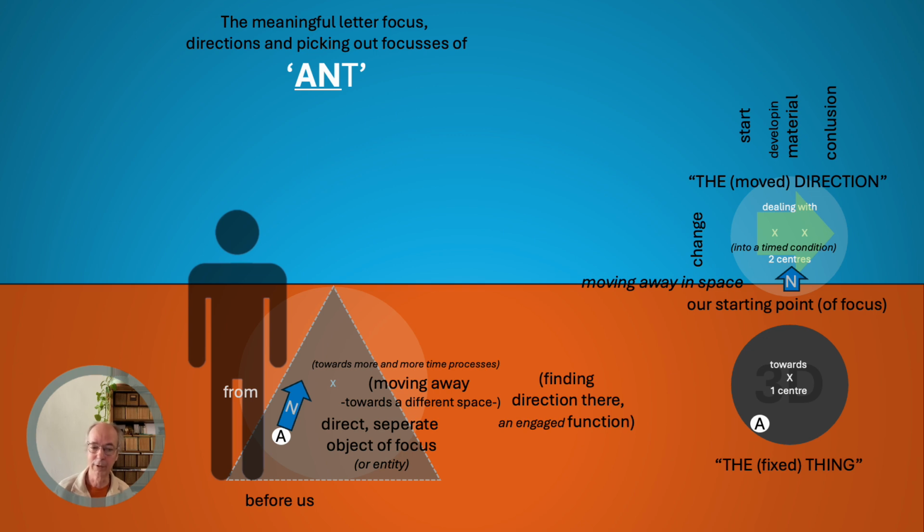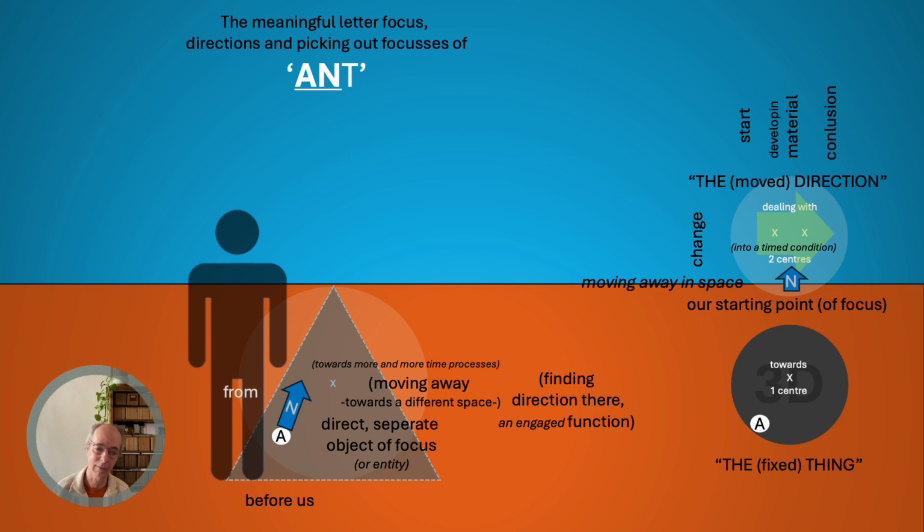The N is that moving away from space. So we start from a separate object of focus or entity, what lies before us, and it's moving away towards a different space. The extra annotation that you also get with N is that N is used from the three categories in a horizontal way. The first letters that are fixed there are about starting points. The next couple of letters in that category are about how material develops and how the whole developing process is seen there, and of course the conclusion. The 1, 2, 3 rule in there as well.